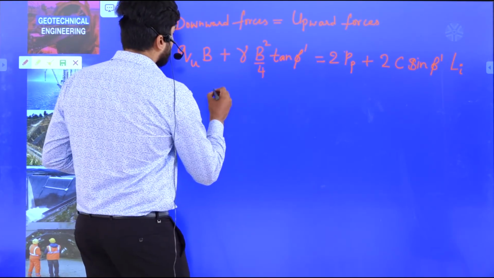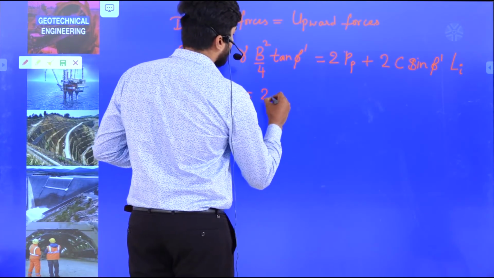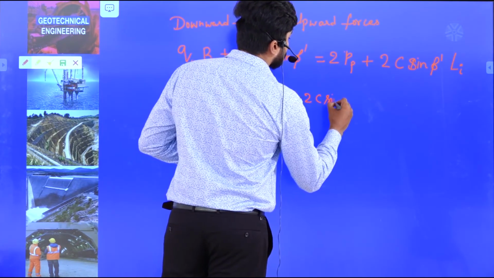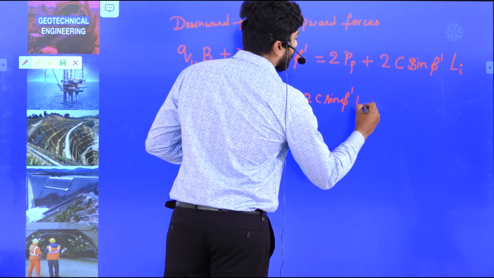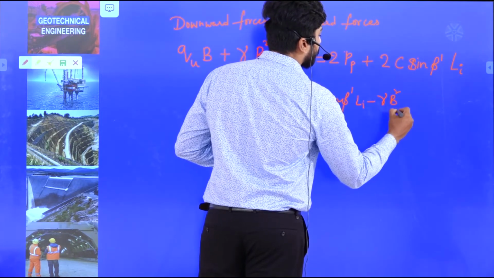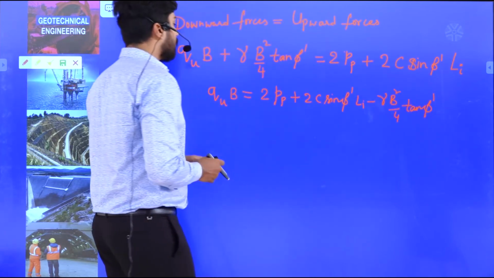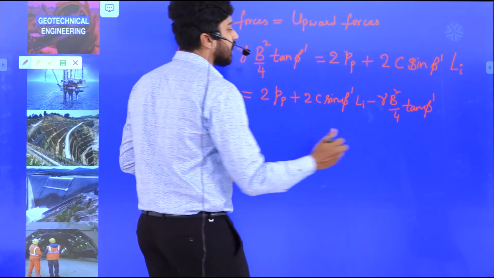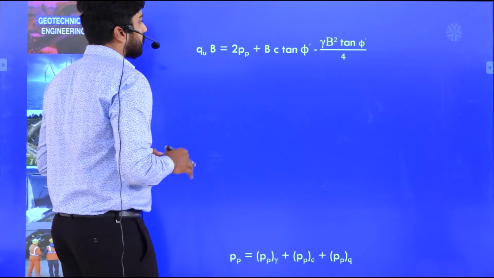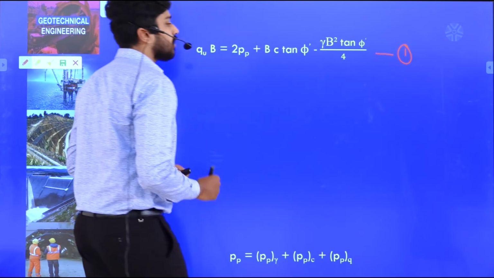Further simplifying, I write this as Qu into B is equal to 2 Pp plus 2c sin phi dash into Li, minus gamma B square by 4 into tan phi dash. So this is what I have obtained now. Let us denote this as equation number 1.